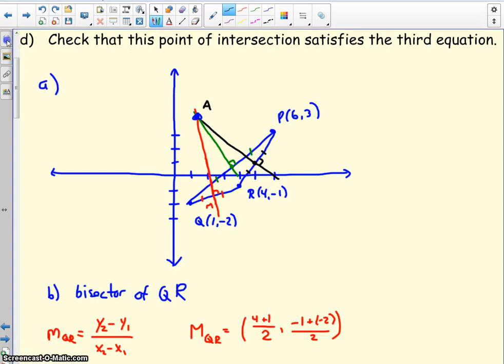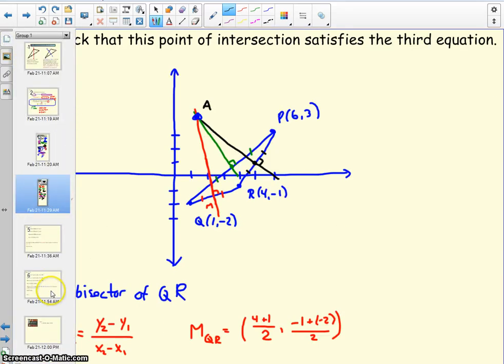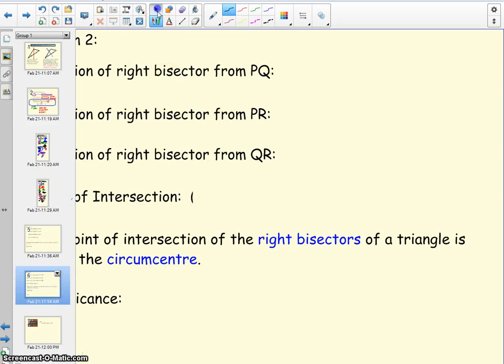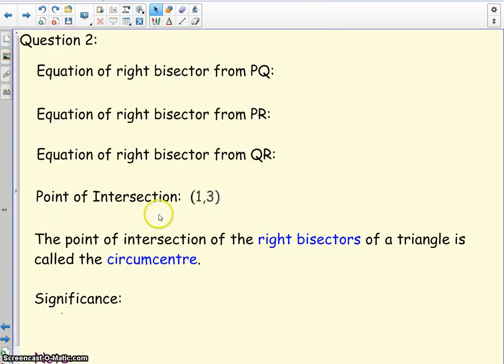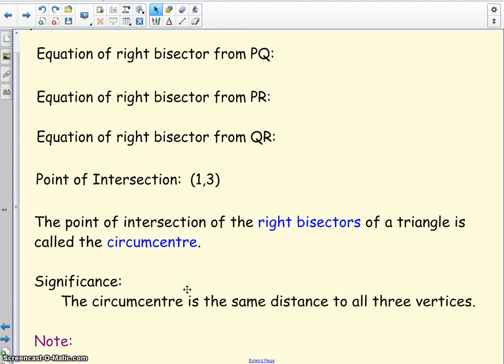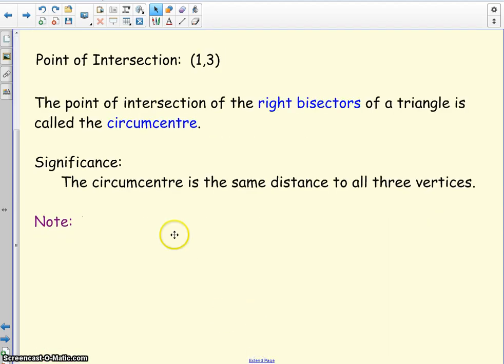Just like with medians, all three right bisectors will have a common point of intersection. In this case it's 1, 3, and that point of intersection is called the circumcenter. So the place where the three right bisectors, or perpendicular bisectors, intersect is called the circumcenter. What it means is that it is the one point that is the same distance to all three vertices, or corners, of the triangle.